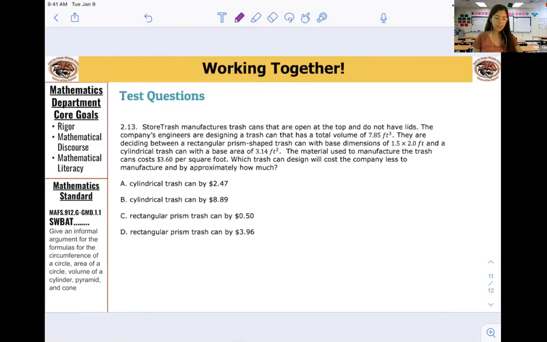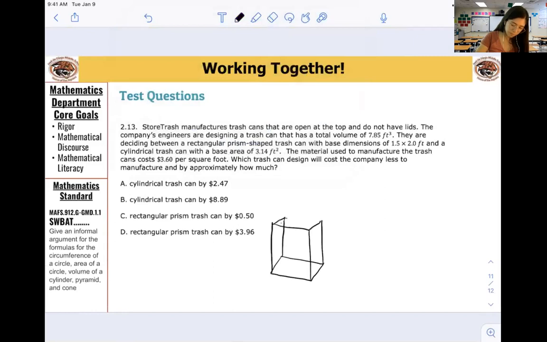Okay. So a lot of info, no pictures, a lot to work with, right? So we know that there's trash cans they're just open at the top. So that's just a little bit helpful for you to calculate things. There's 2 possibilities. There's going to be a rectangular prism shaped trash can. So something like this. And remember, it's open at the top. So only the sides would be colored in.